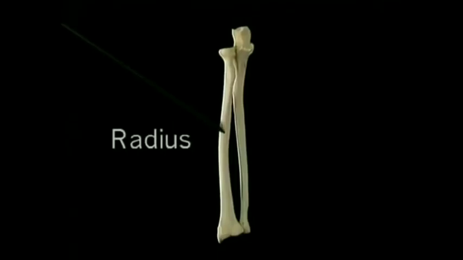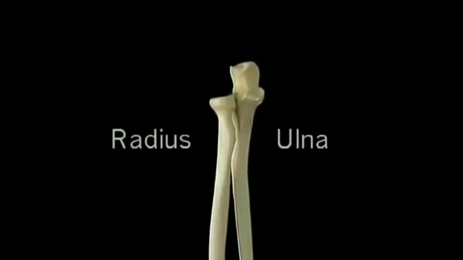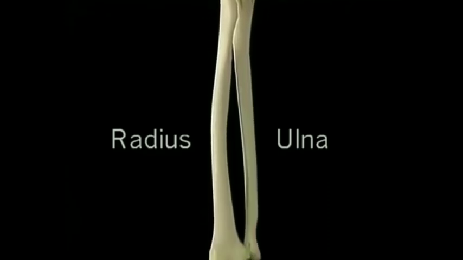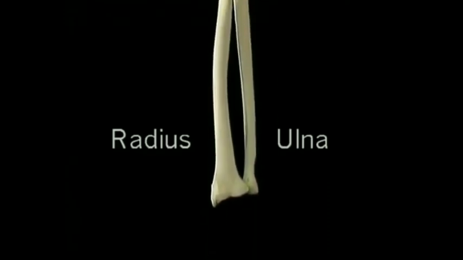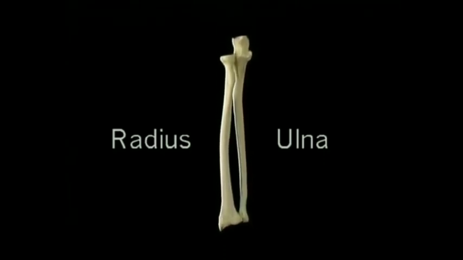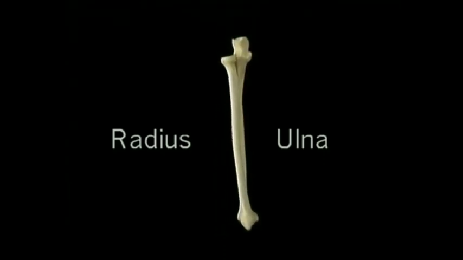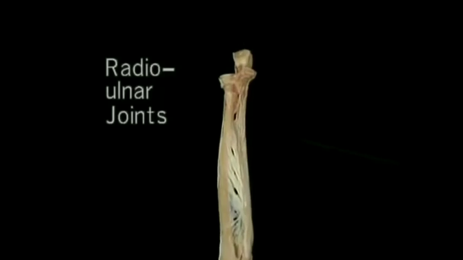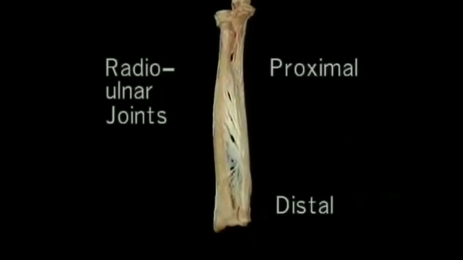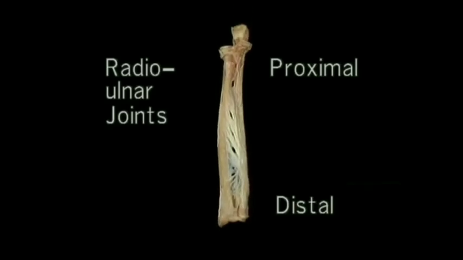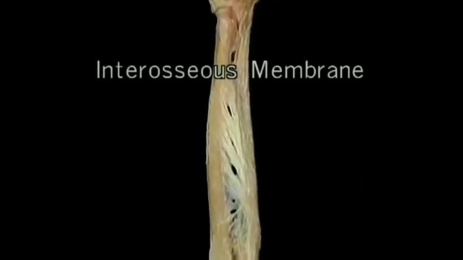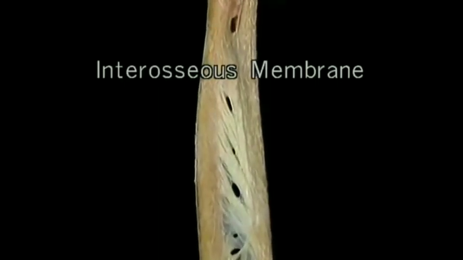Now let's look at the two forearm bones, the radius and the ulna. They're different in that the ulna is bigger proximally, the radius is bigger distally. They're also different in that the radius rotates, the ulna doesn't. The two bones are held together by two radioulnar joints, the proximal and the distal. Forearm rotation happens simultaneously at both these joints. The two bones are also held together along most of their length by the strong but flexible interosseous membrane, which prevents the two bones moving lengthwise relative to each other.